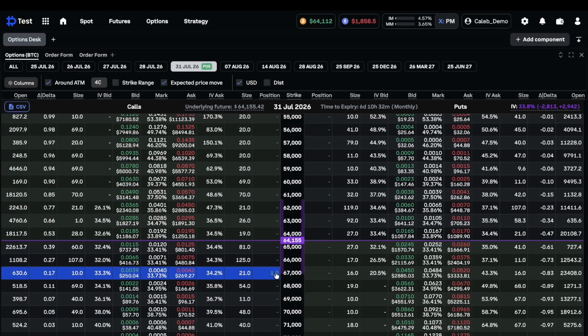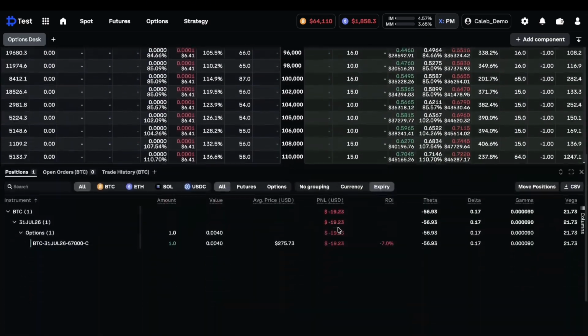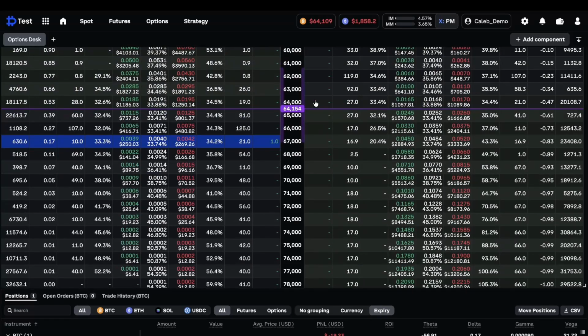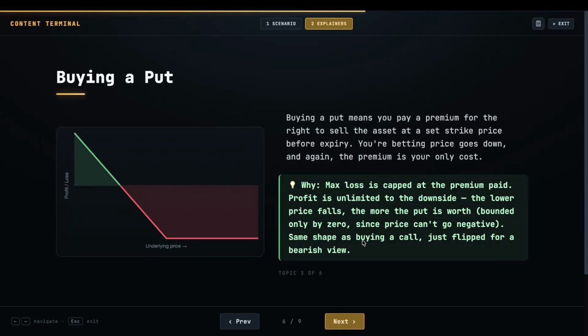So the closer it gets to 67K and above, you start making money. Right now we're in a loss because we just opened a position. So that's essentially what buying a call means. All right. Now, next topic, buying a put.